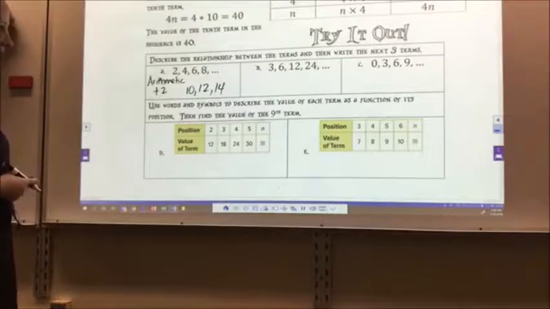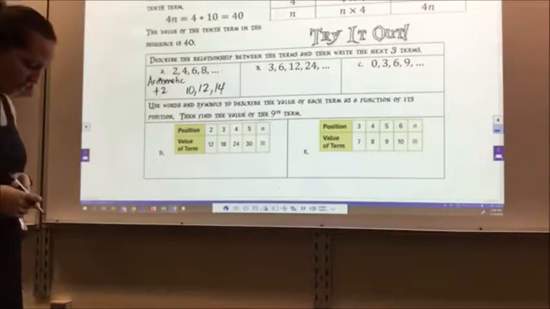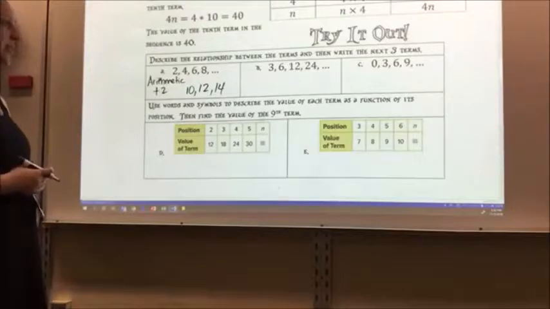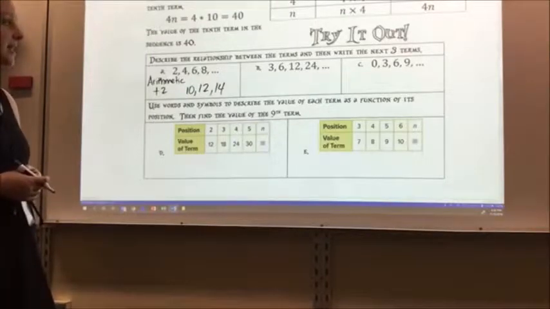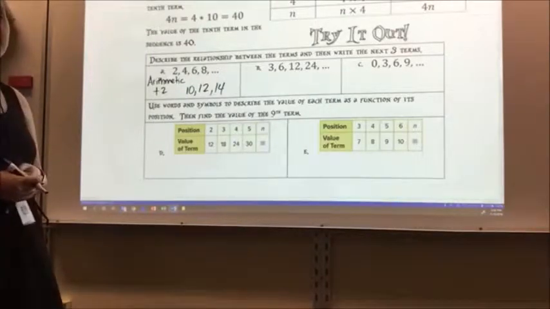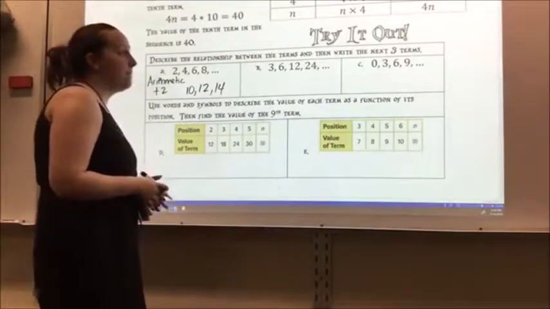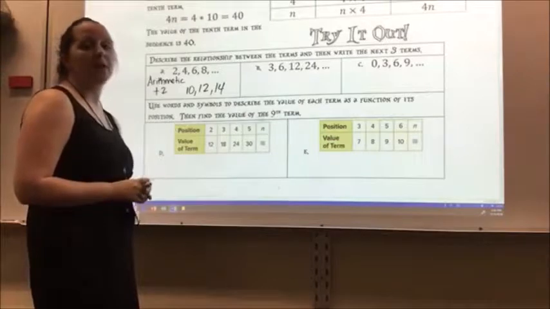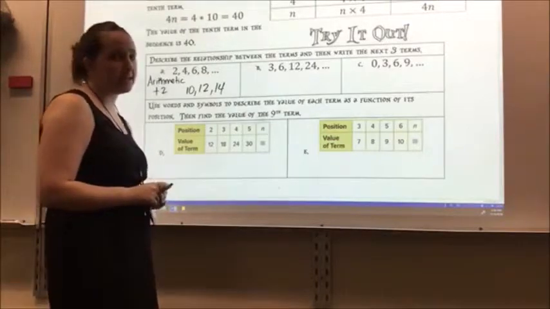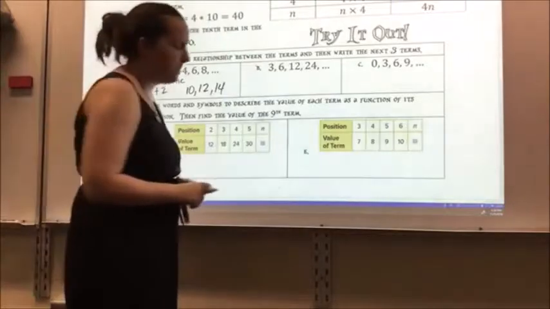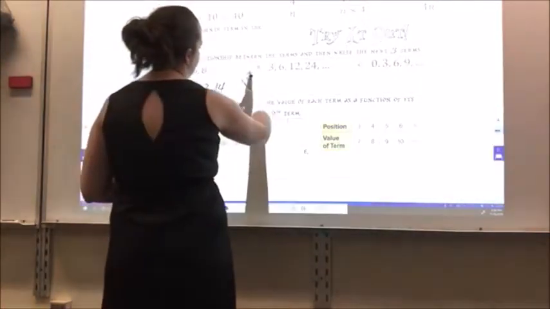For letter B, I have 3, 6, 12, and 14. So again, I need to figure out if it's an arithmetic or a geometric sequence. I can add 3 plus 3 to give me 6, but 6 plus 3 doesn't give me 12. So it must be multiplication. 3 times 2 gives me 6. 6 times 2 gives me 12. 12 times 2 gives me 24. So this is a geometric sequence.